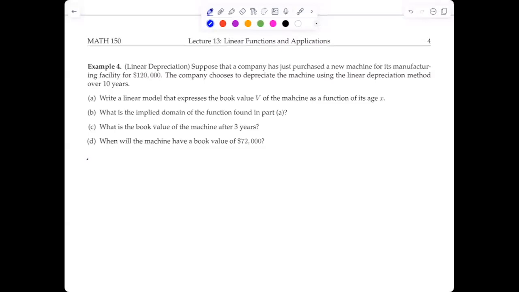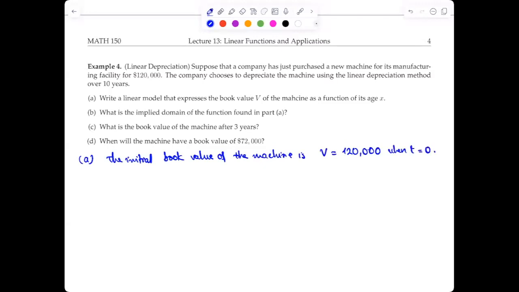So the initial book value of the machine is, say, V equal to $120,000, right? When t is equal to 0. So originally, the value of the machine is $120,000.